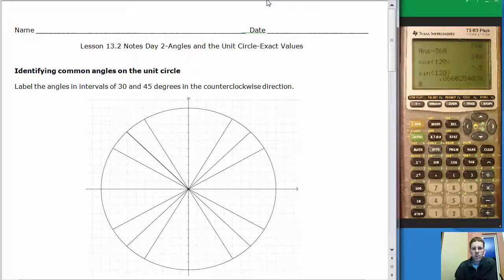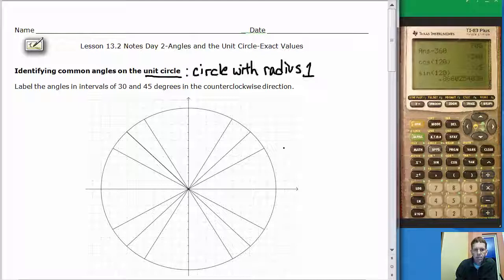First thing I want to start with is recalling different measurements that you have around the circle. And the first thing I would like to do is label angles in intervals of 30 and 45 degrees in the counterclockwise direction. So you may recall that when you're measuring values around the unit circle, now the unit circle again is a circle with a radius of 1, that when you measure angles in the counterclockwise direction, this is considered to be a positive direction. So counterclockwise is positive.